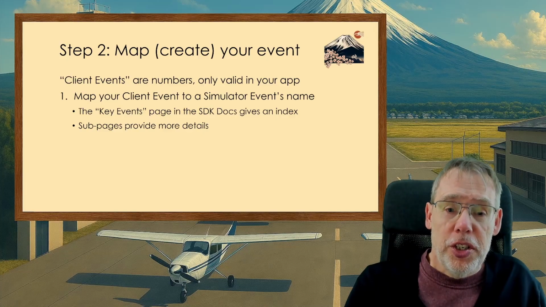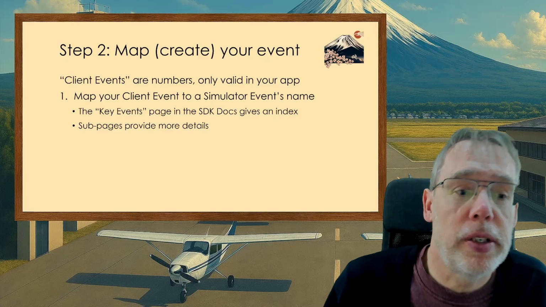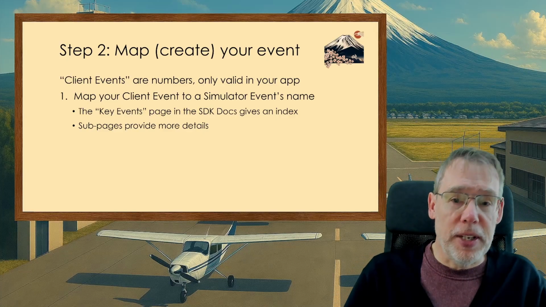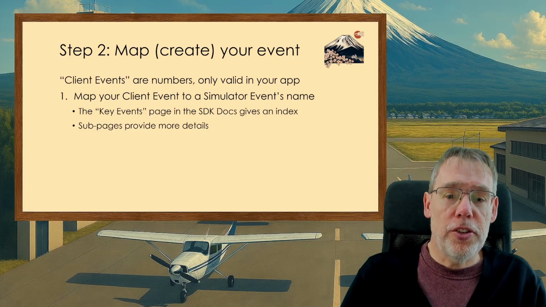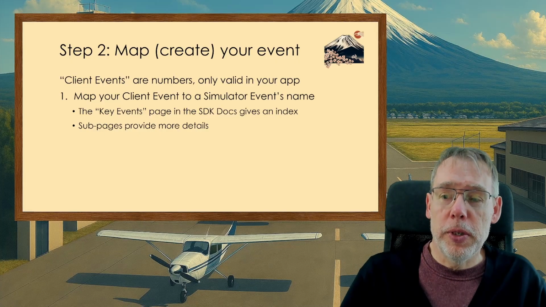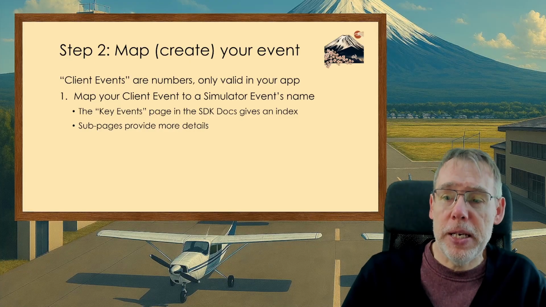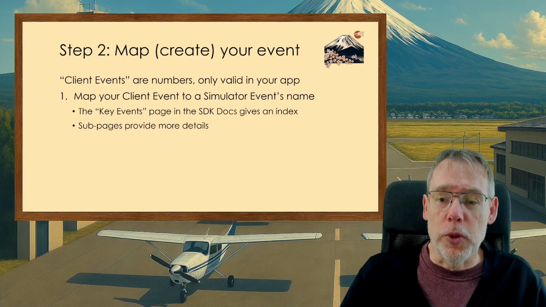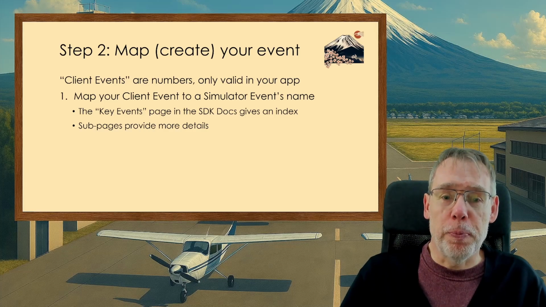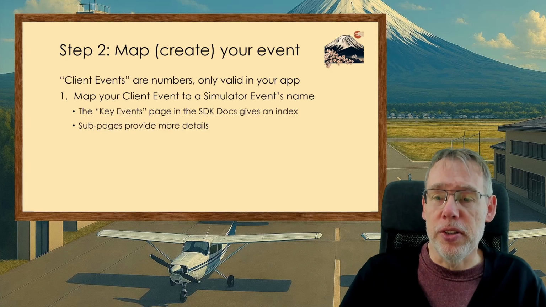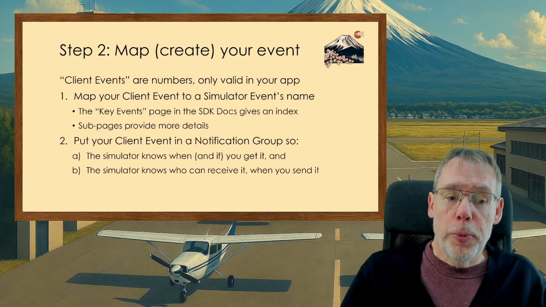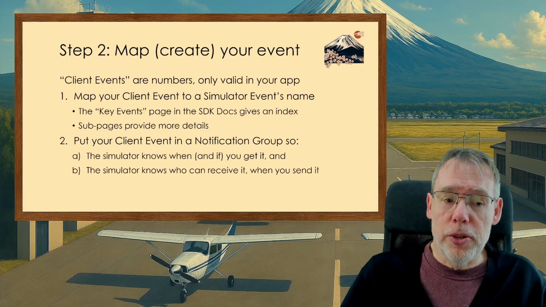There is a page in the SDK documentation. It's called Key Events, and this is the page where you get an index of all standard events. There are some subpages, and those subpages will provide more details. Those details may include information on potential data sent along with the event. You put your client event into a notification group.